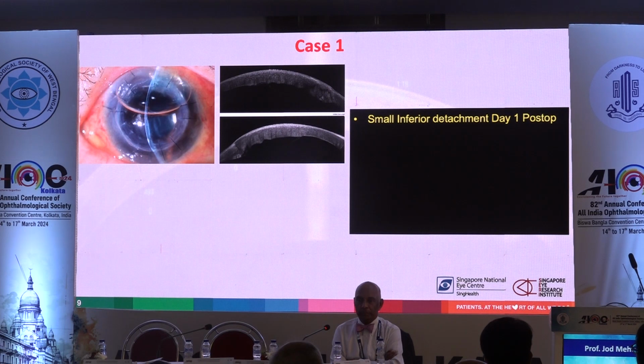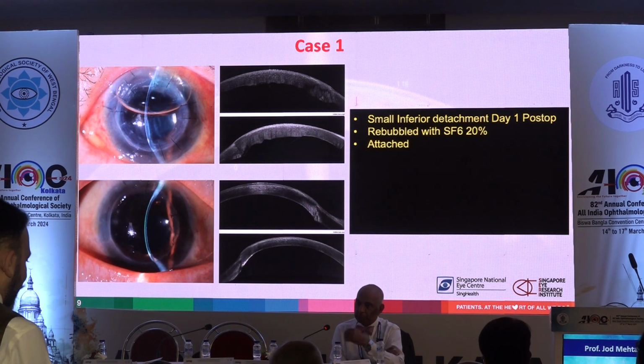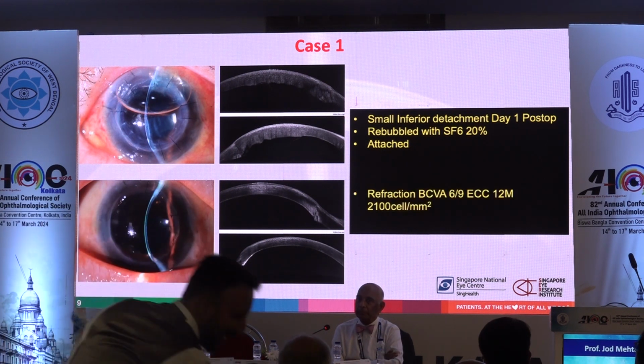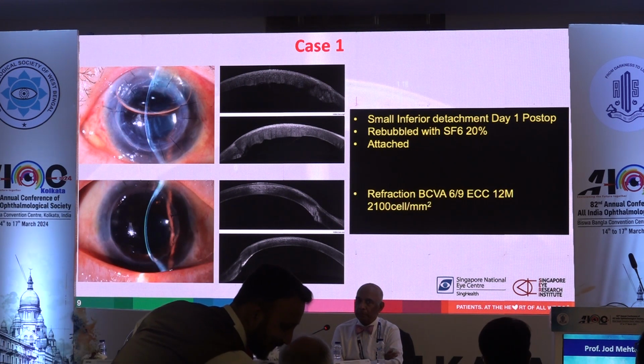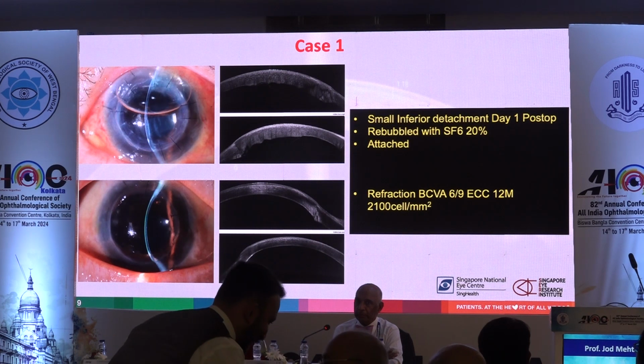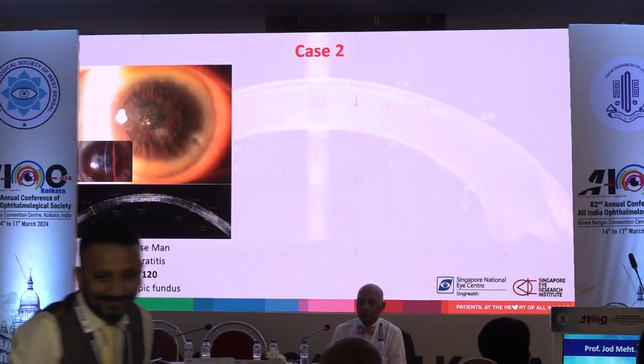So this is the first case I actually did, day one post-op. You can see a small detachment inferiorly. We went back and rebubbled her with SF6, and got a good improvement in visual acuity outcomes. So she went from 6/45 to 6/9 with a pretty good cell count at 1 year.